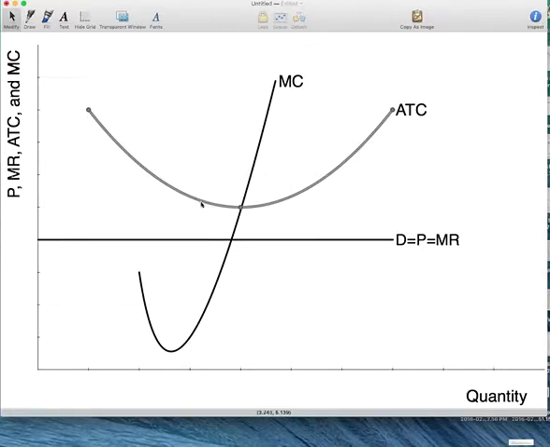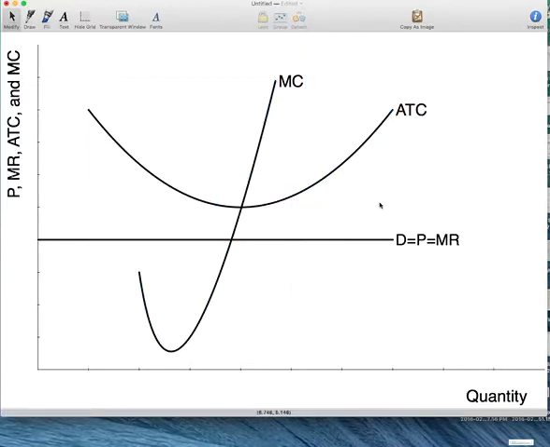The figure I showed you before was average fixed cost was quite steep at the beginning, and then it kind of levels off as quantity gets much greater, and average fixed cost actually starts to approach zero. So make sure you remember that we have a U-shaped average total cost curve and a J-shaped marginal cost curve, and that marginal cost should intersect at the minimum of average total cost.